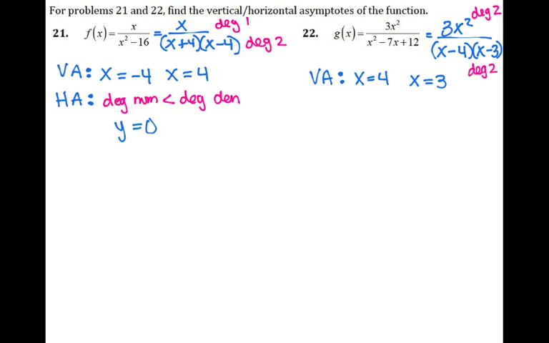Since the degree of the numerator equals the degree of the denominator, the horizontal asymptote is the equation y equals a over b, where a is the leading coefficient of the numerator, which is 3, and b is the leading coefficient of the denominator, which is 1. So it's just y equals 3. So that is vertical asymptotes and horizontal asymptotes.